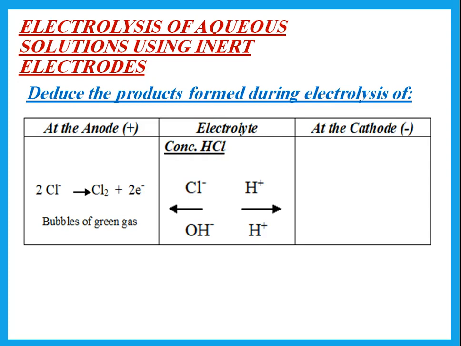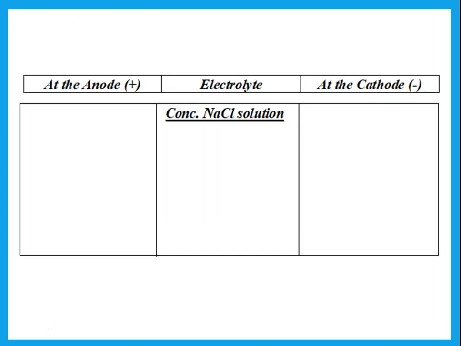Let's go to the cathode. Now, I don't have any choice. The only positive ions I have are H plus, and H plus will take up electrons and become H2. So it will form hydrogen gas. So what will be observed? If hydrogen gas is being formed, then I will see bubbles of colorless gas. So that is my observation. Do we understand this so far? Okay, let's try something else.